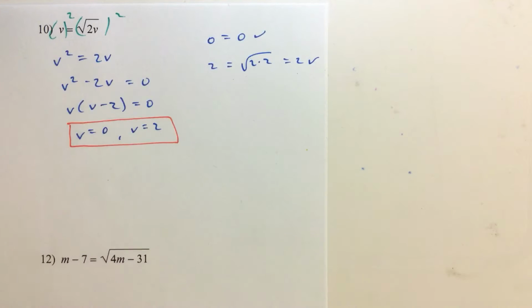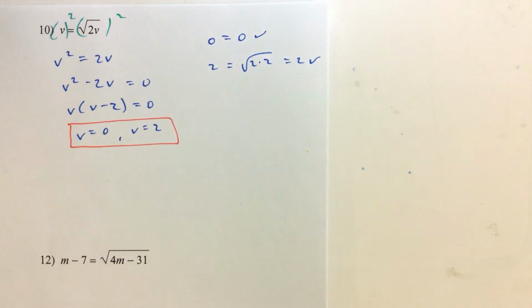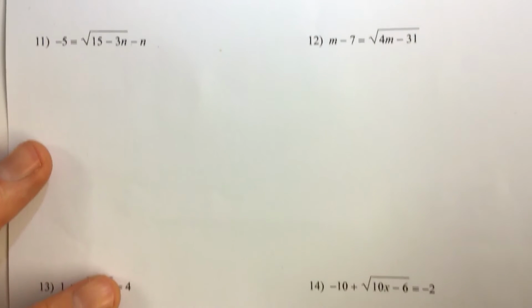Go ahead and pause the video right now and do number 10. There you go. You should have gotten 0 and 2, and you should have checked both 0 and 2 to verify that they both make the original equation true.